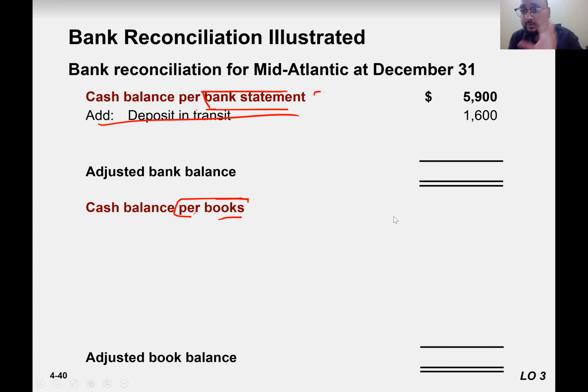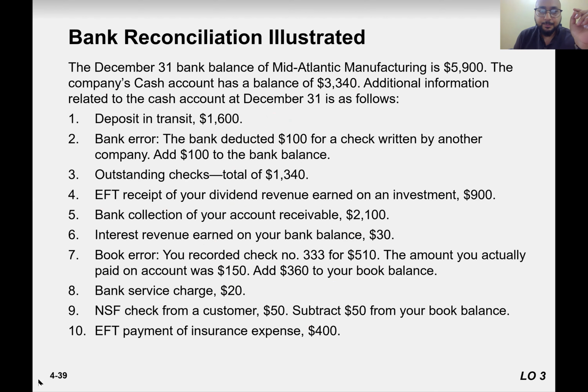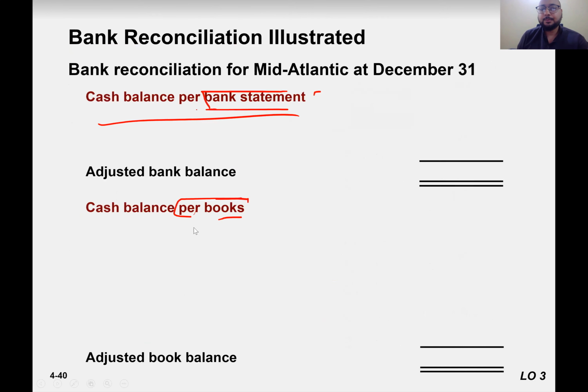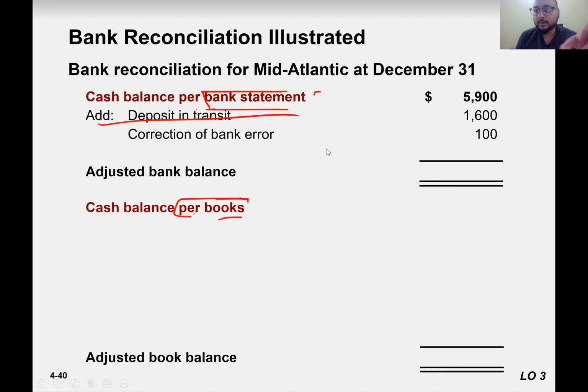So what is missing on the bank side? Like we talked about, on the book side, what is missing? Deposit in transit, outstanding checks, and bank error. So you add the deposit in transit 1,600, like we talked about over there, and the correction of errors, plus less the outstanding checks. The answer would be 6,260, right?